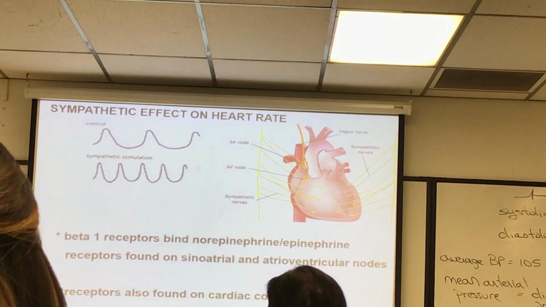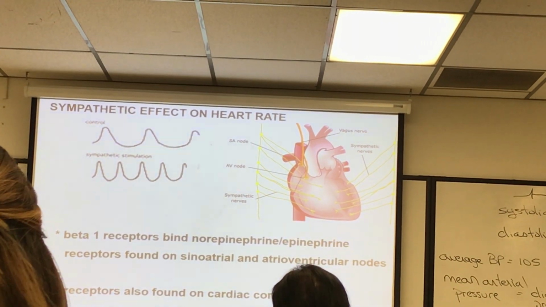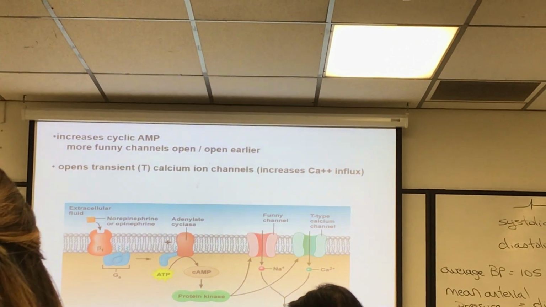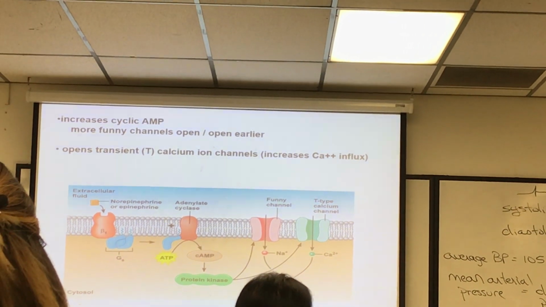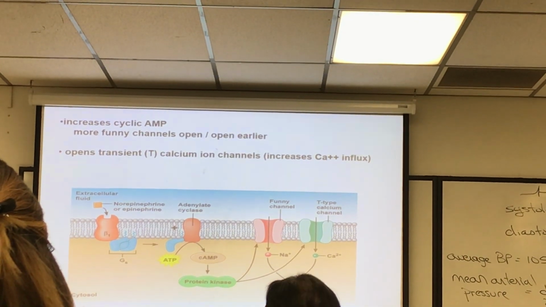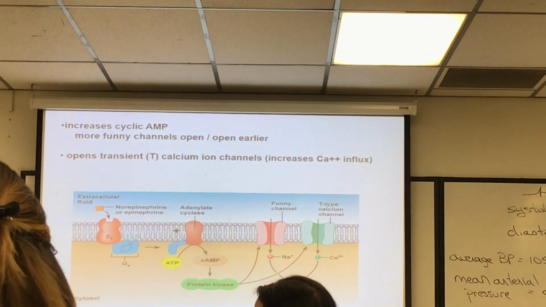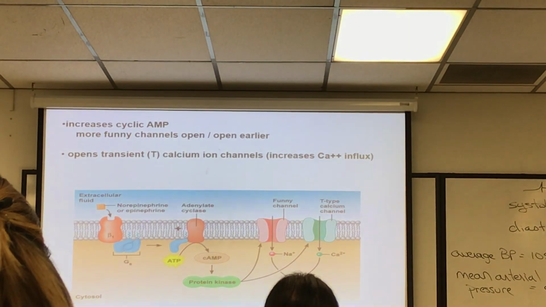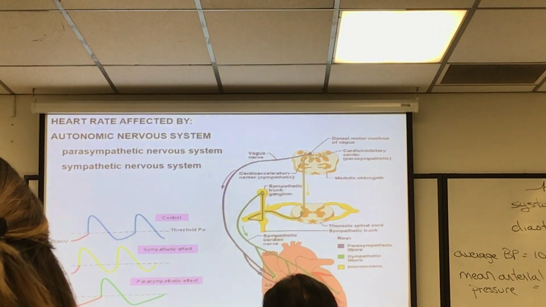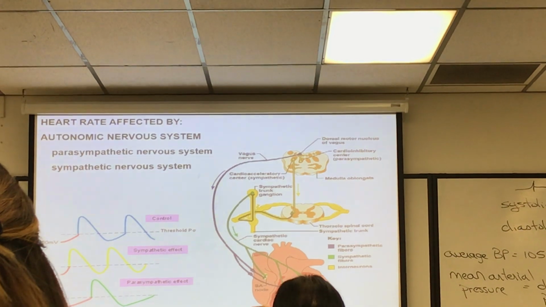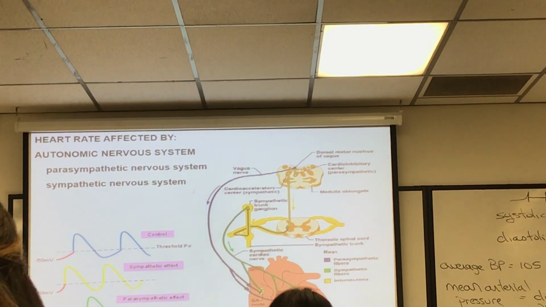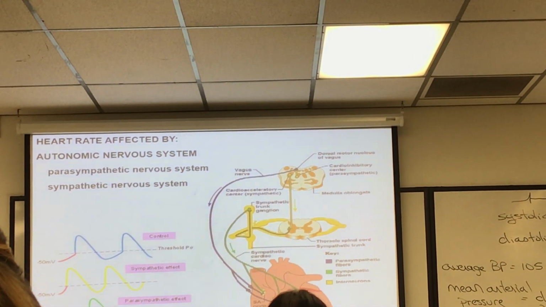Then when we look at the sympathetic nervous system, we have a faster heart rate because the beta-1 receptors are binding norepinephrine, and that increases the activation of adenylate cyclase, increases the amount of cyclic AMP, which causes the funny channels to open earlier and more of them. And protein kinase opens more of our transient calcium. So it takes us less time to reach our graded potential because we're adding more positive ions to the cell, more sodium, more calcium over a shorter period of time. So we get to our threshold more rapidly. Okay, so that's going to affect heart rate.